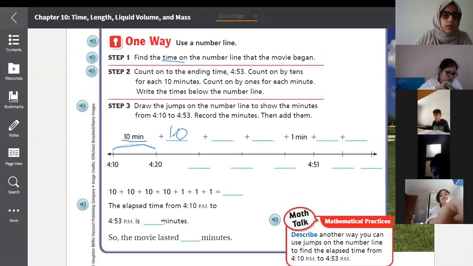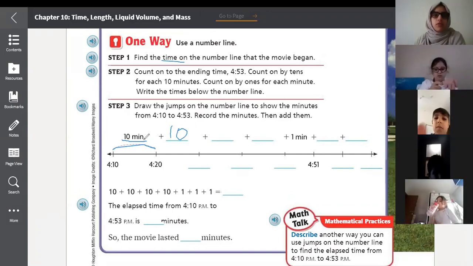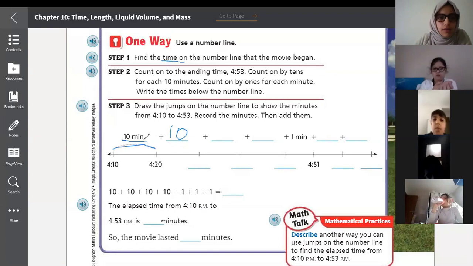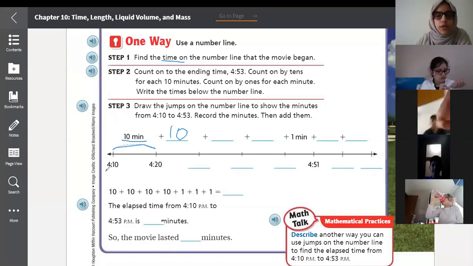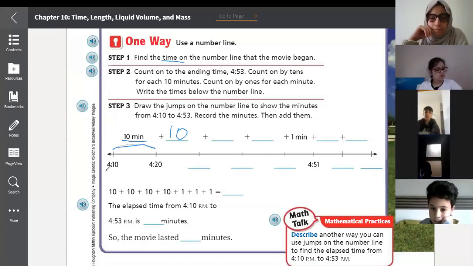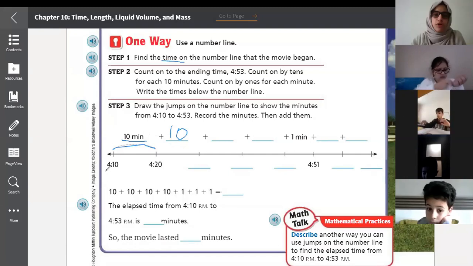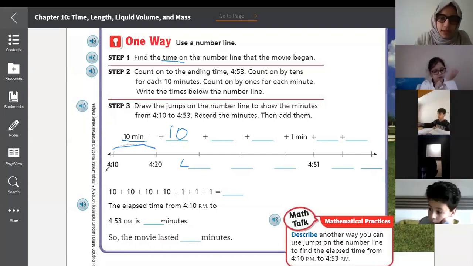Let's see here, who's going to help me with this. Yusuf, what's 20 plus 10? Fahad, what's 20 plus 10? 30. So we know that here it is 30 minutes after 4. So please write the answer.